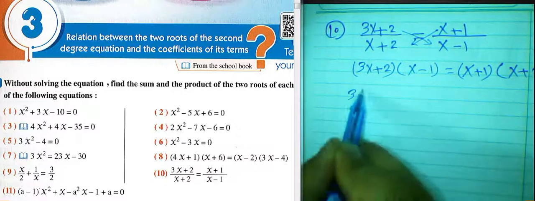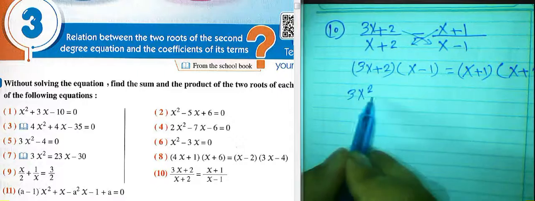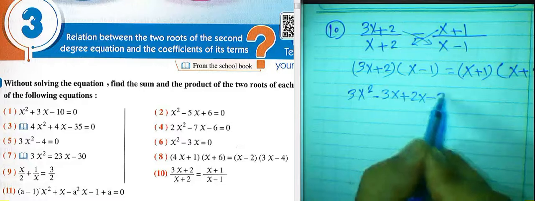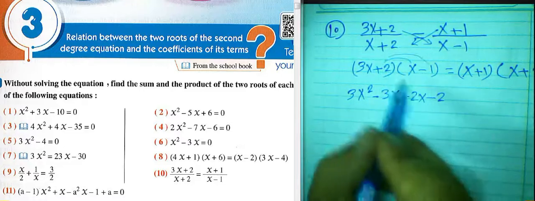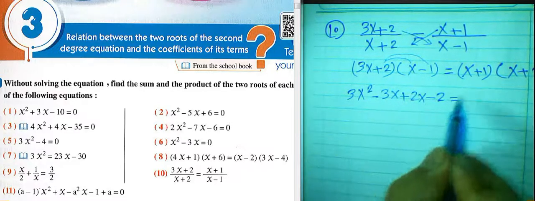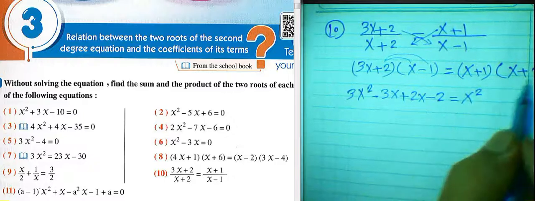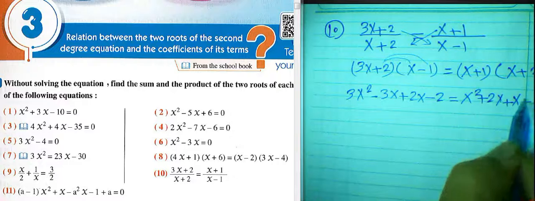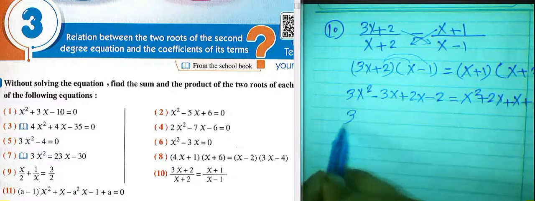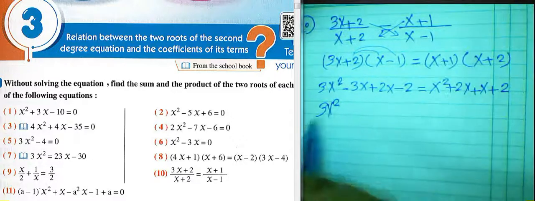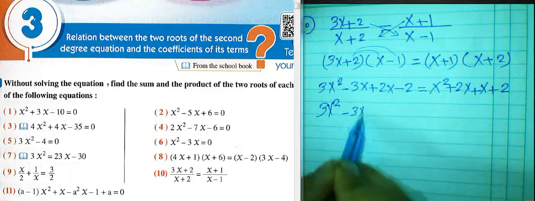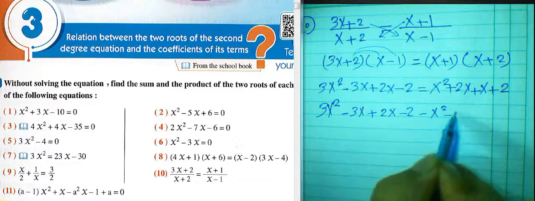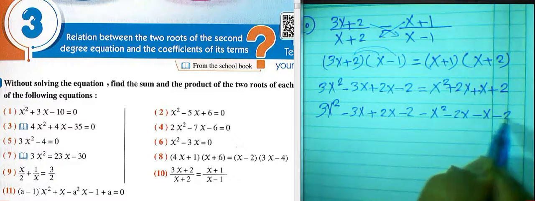3x times x equals 3x power 2. 3x times subtract 1, subtract 3x. 2 multiply x equal 2x, negative 2. We distribute the other parenthesis equal x multiply x power 2, x multiply 2 equal 2x, 1 multiply x equal x, 1 multiply 2 equal 2. 3x power 2 subtract 3x plus 2x, subtract 2, subtract x power 2, subtract 2x, subtract x, subtract 2 equals 0.